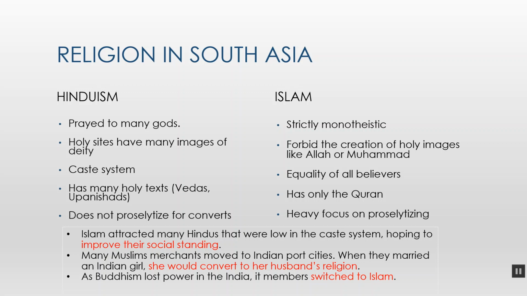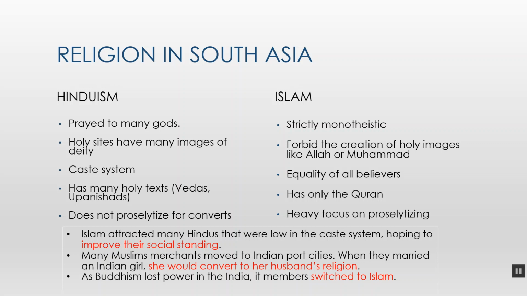Islam attracted many Hindus that were in the low part of the caste system, and those people who were in the low ones would convert hoping to improve their social standing. Many Muslim merchants moved to Indian port cities. When they married an Indian girl in that port city, she would have to convert to her husband's religion. So then we're slowly starting to get converts. One way, people are trying to leave the caste system. Other people are marrying Muslims and then becoming Muslim themselves.